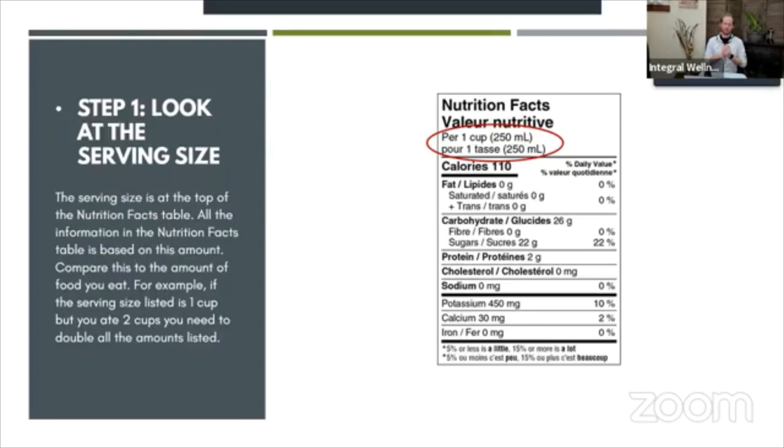So compare this to the amount of food that you eat. For example, if it suggests 1 cup and you're having 2 cups, or again, 500 milliliters, you have to double everything that's in here, right? For instance, this says 22 grams of sugar, which is very high. So if you have 2 cups of whatever this is, then you're going to have 44 grams of sugar, right? So that is quite high. And if you're having half, you just cut this in half. It's that easy to base it off of.